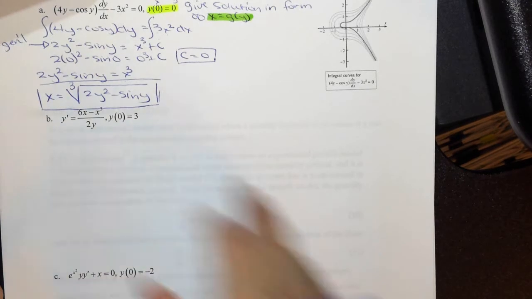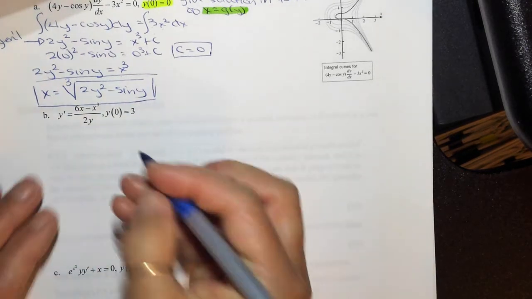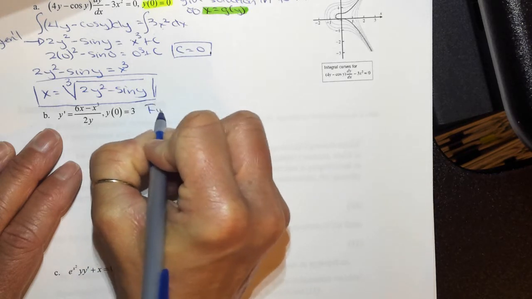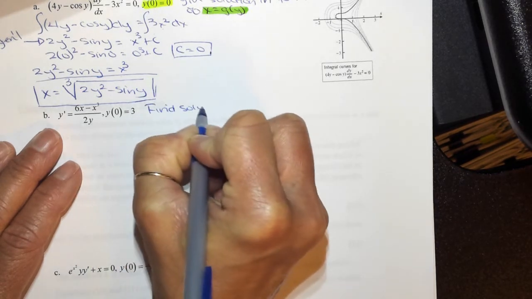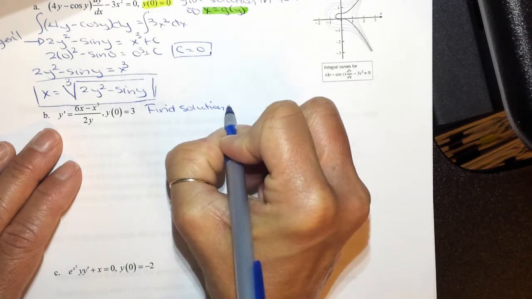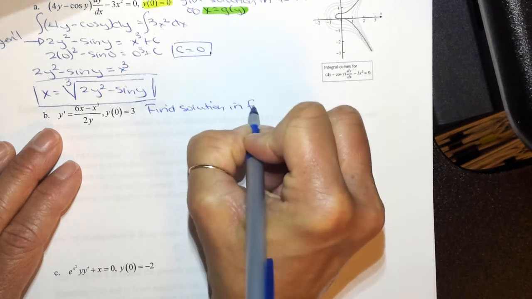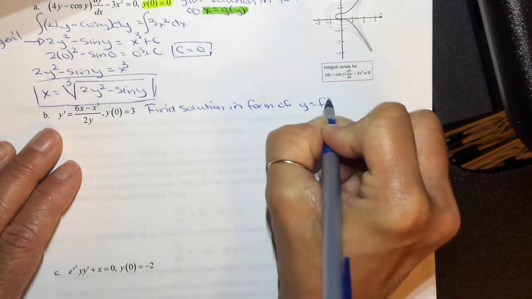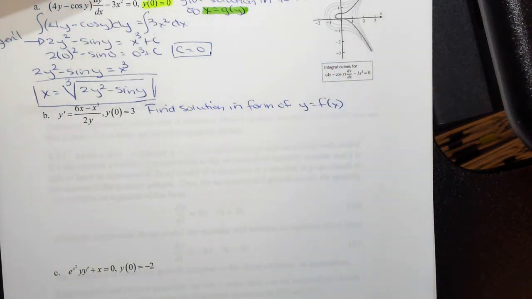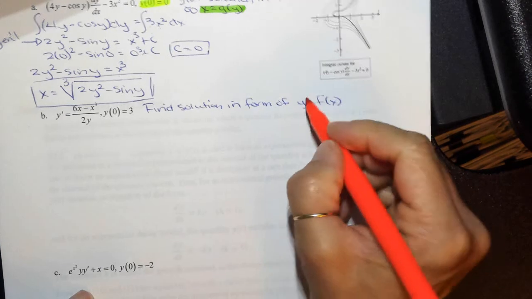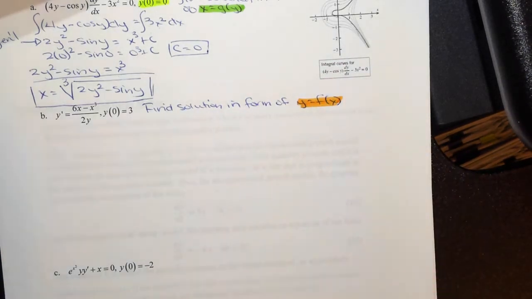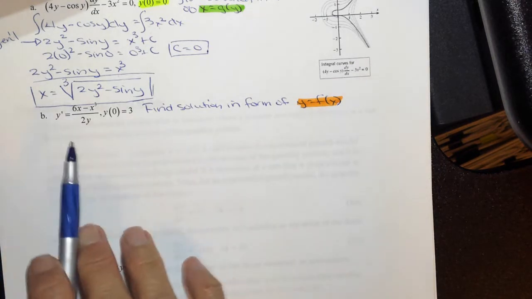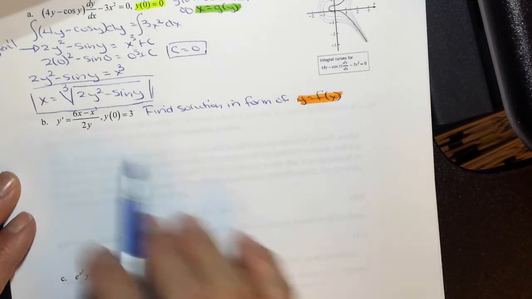Okay, so in this next problem, in B, I'm going to add again some instructions. We want to find the solution in the form of y is equal to f of x. So this is what we're used to. We want to solve our equation in the form of y equals. Okay, and this is actually a very interesting problem because there's something that's going to come up. So I'll show you how to do that.